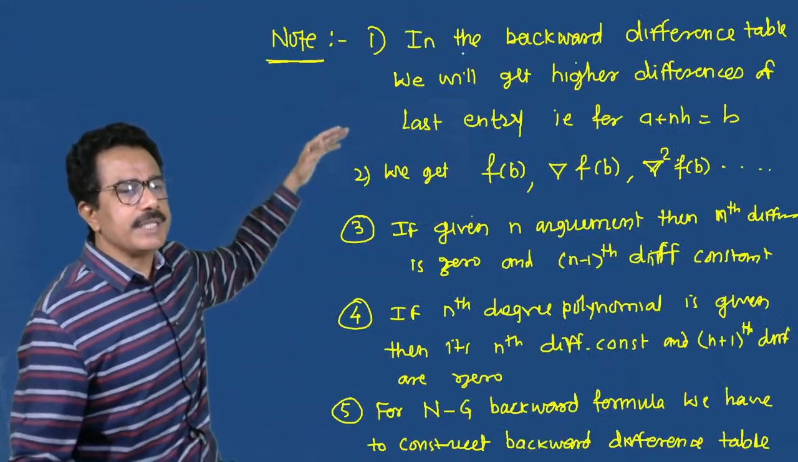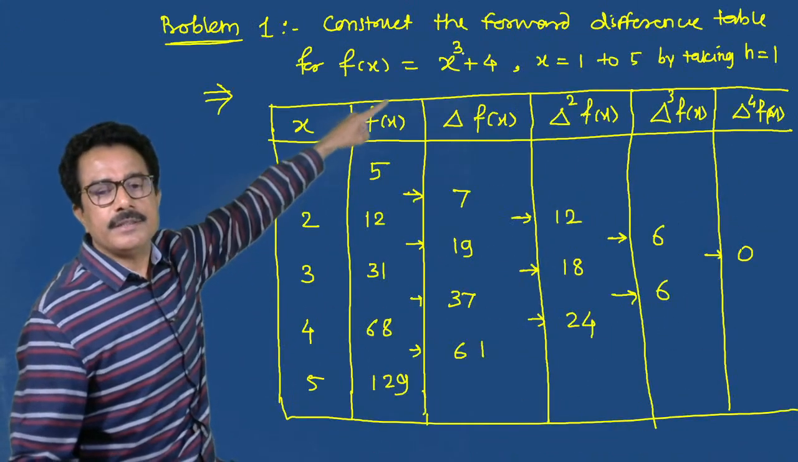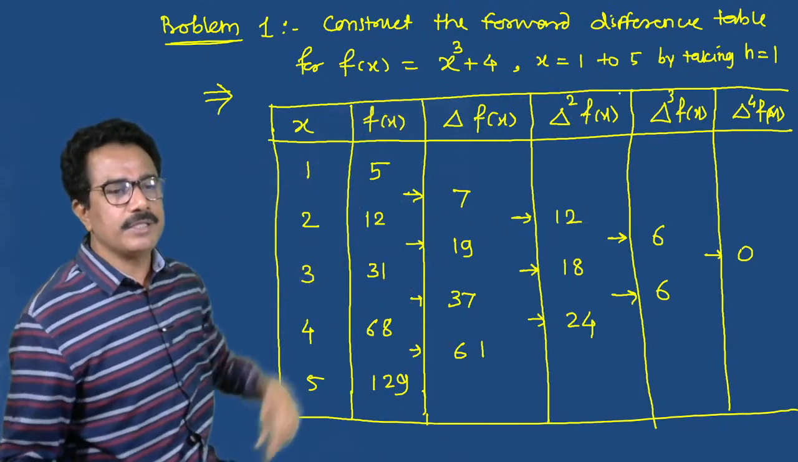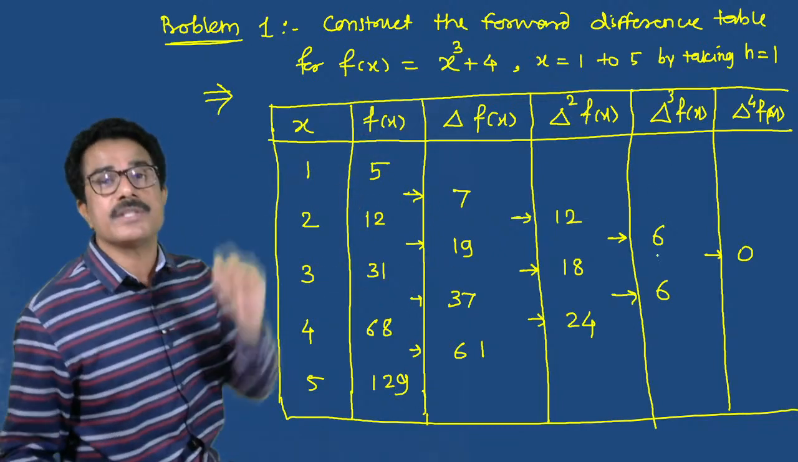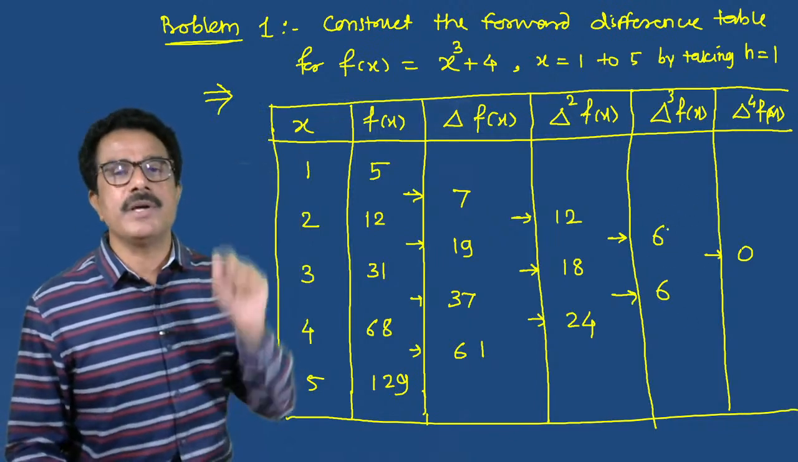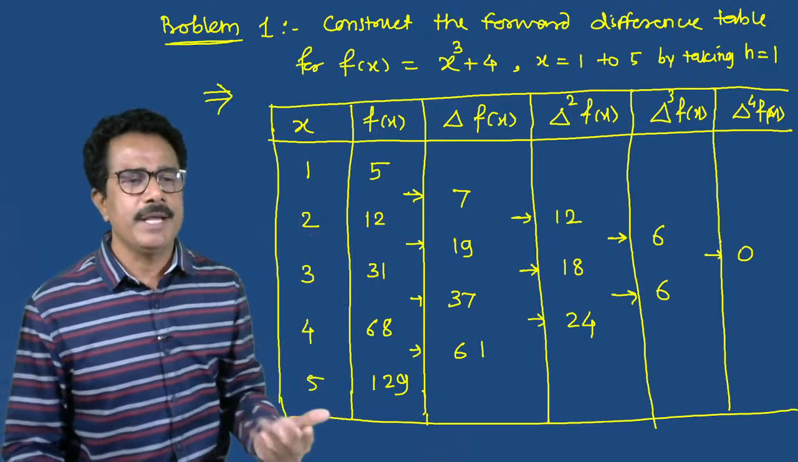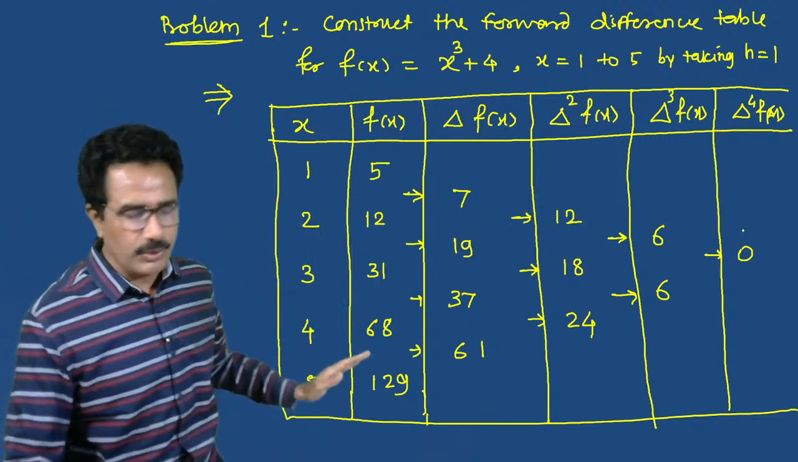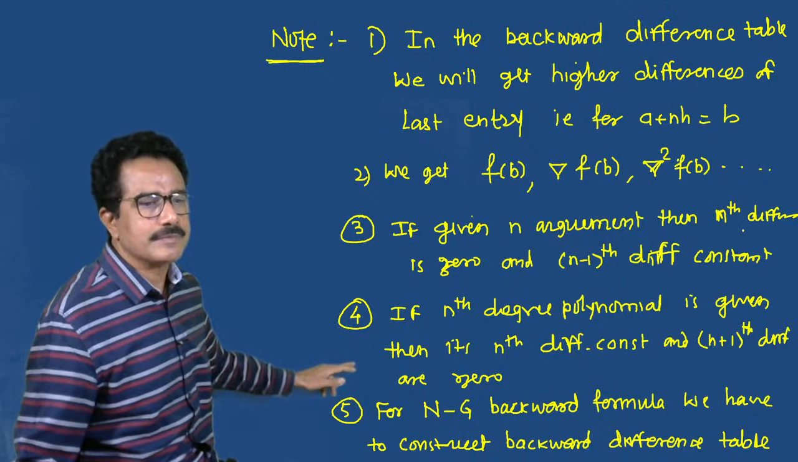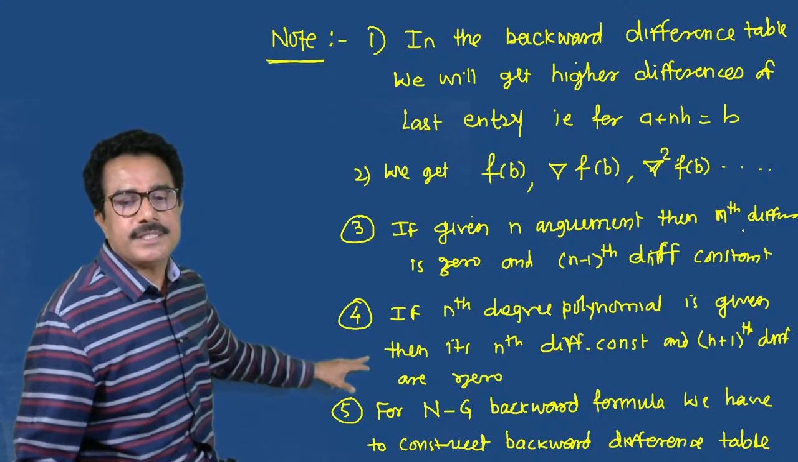So check this result here. There is a third degree polynomial, so we can write the third difference is constant. Constant means same. Third difference is constant. Constant means 6, it is the same. And fourth difference is 0. That means we can say that this is the rule.